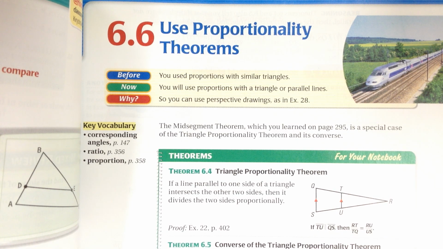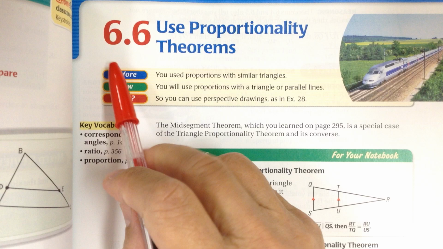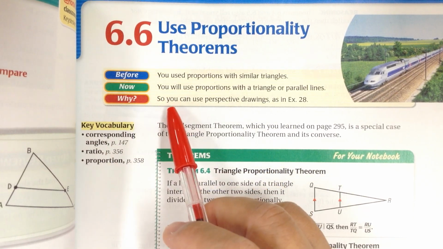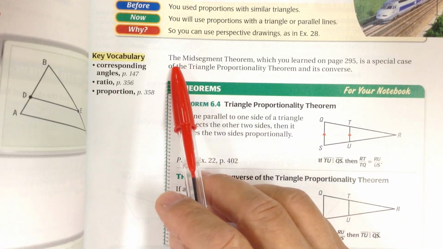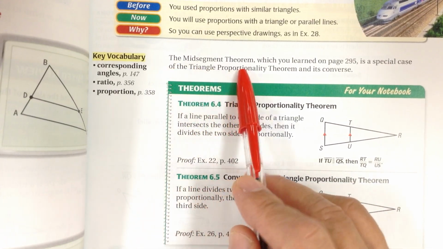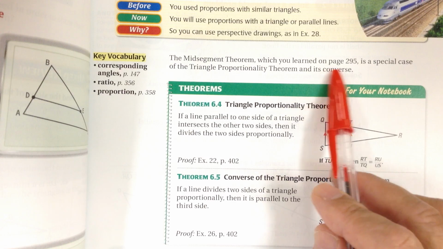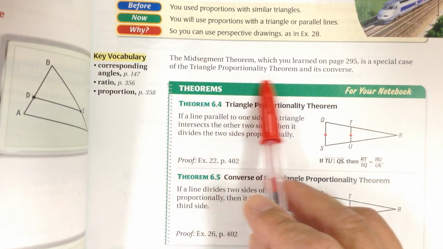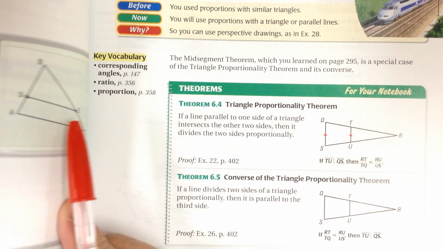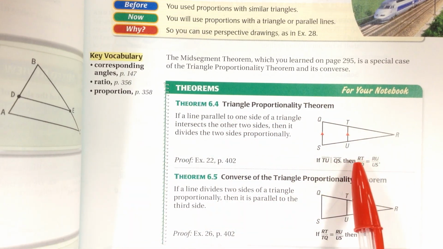Let's go to page 397. This is lesson 6.6. This lesson is to use proportionality theorems. So the mid-segment theorem, which you learned on page 295, is a special case of the triangle proportionality theorem and its converse. So again, we covered this earlier.